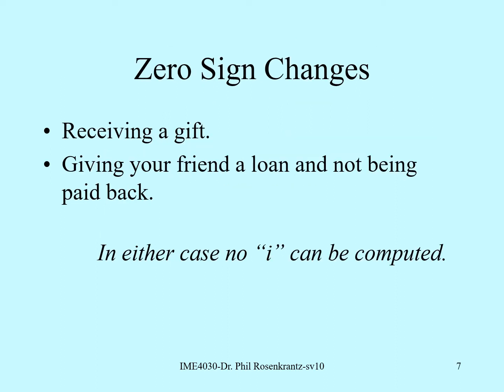We do actually have situations where we have 0 sign changes, and that's where all of the cash flows are either money coming in, such as receiving gifts, or money going out, where we are giving loans that are not going to be repaid. In that case, we can't compute an interest rate because there really isn't one.